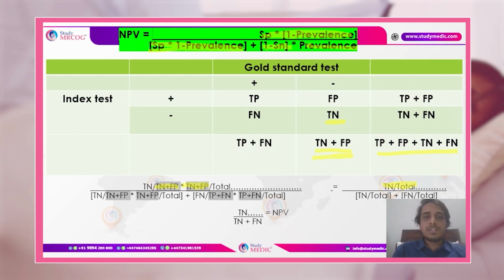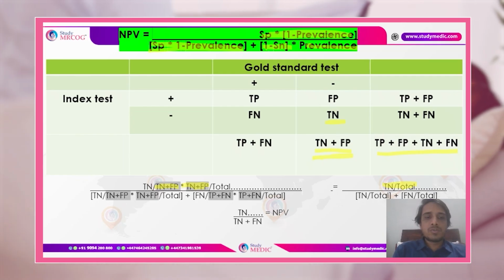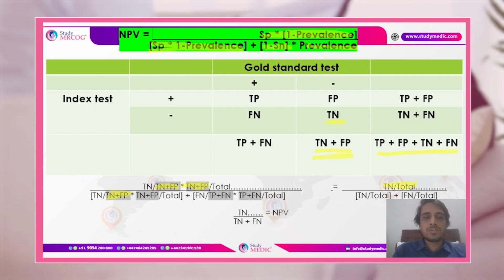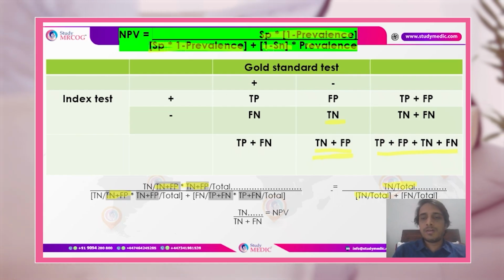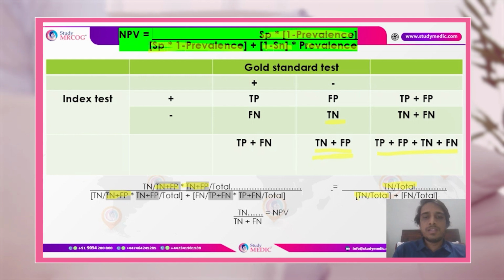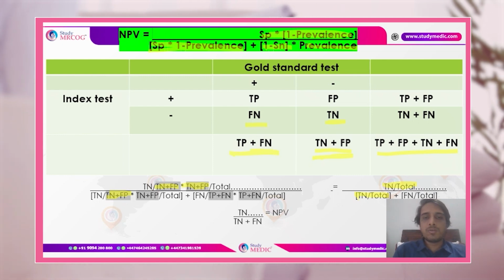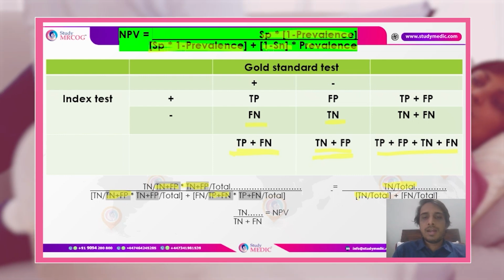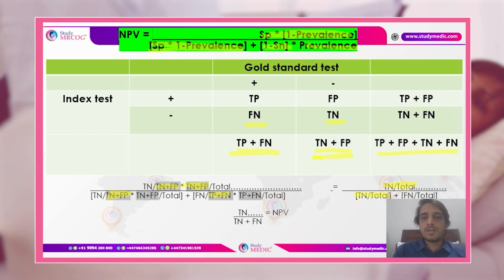Similarly, specificity is true negative by true negative plus false positive. Same, it will become true negative by total. Then when we solve 1 minus sensitivity, it is nothing but false negative rate. False negative by true positive plus false negative. And prevalence. Prevalence is again true positive plus false positive by total.